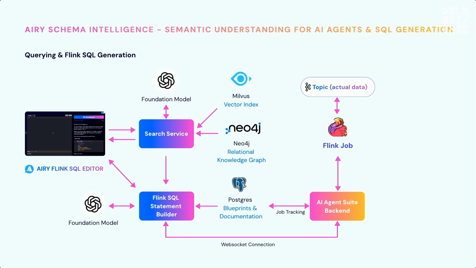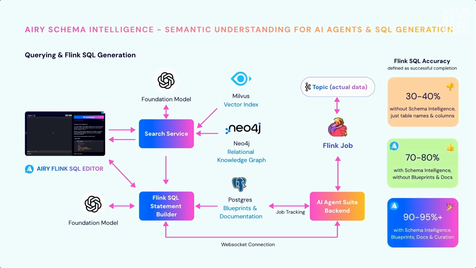Then we open a WebSocket connection to the backend, deploying that job. We track the job also via the Postgres database as a metadata store. And we then observe if the Flink job is being deployed successfully, producing data to the relevant output topic, or if it's maybe failing. We can actually then give that back to the Flink SQL editor, enabling the user to react to that and maybe debug the query. The level of accuracy that you will get without a system like schema intelligence is roughly 30–40%. So that means, in terms of successful completion, that 30–40% of these queries will eventually be completed successfully, whereas everything else fails.